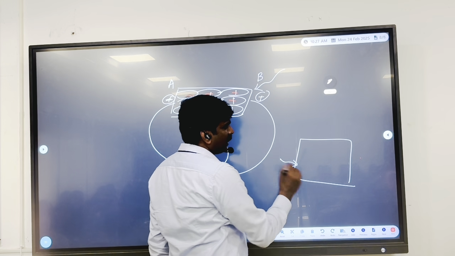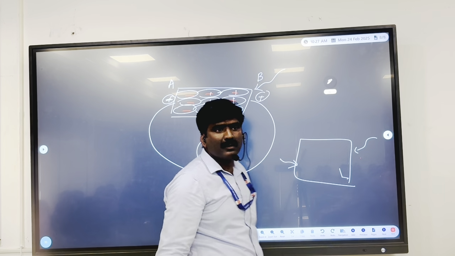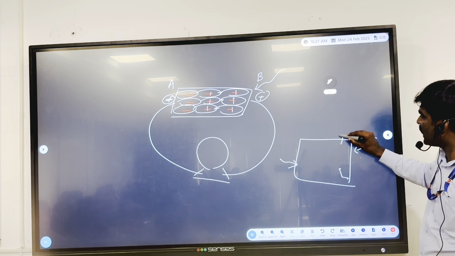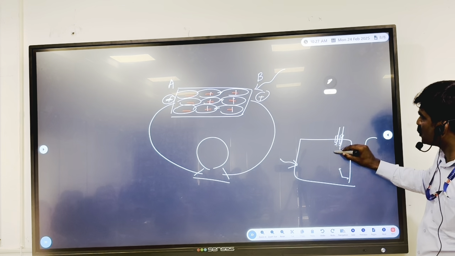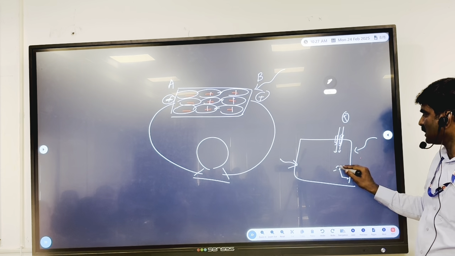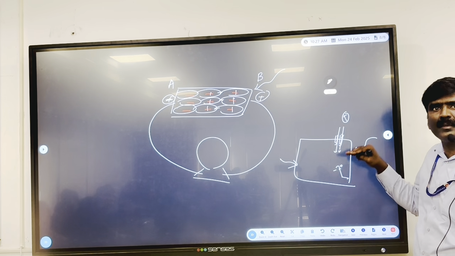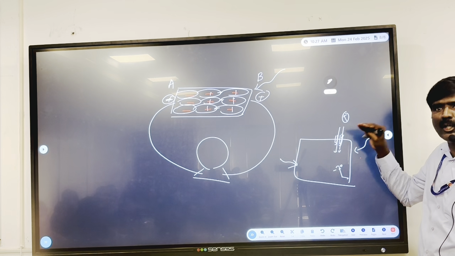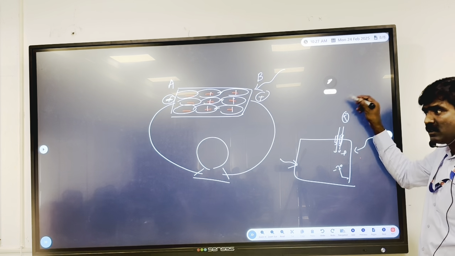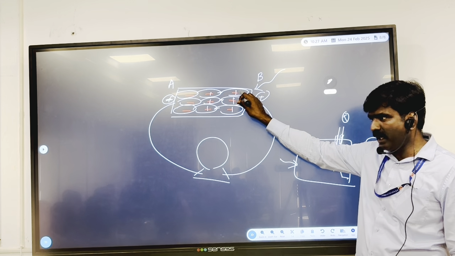When you give appropriate stimulation in this direction, what will happen? From minus 90 it will become minus 70. When it touches minus 70, more and more sodium channels will open, so more and more positive sodium will enter. Inside it is already minus 70, so when positive ions enter, it will become minus 60, 50, 40, 30, 20, 10, and 0, and then positive, because sodium is entering. That is how this minus has become plus. Got it?